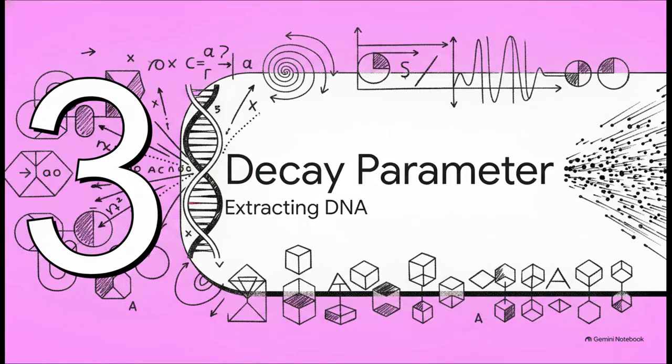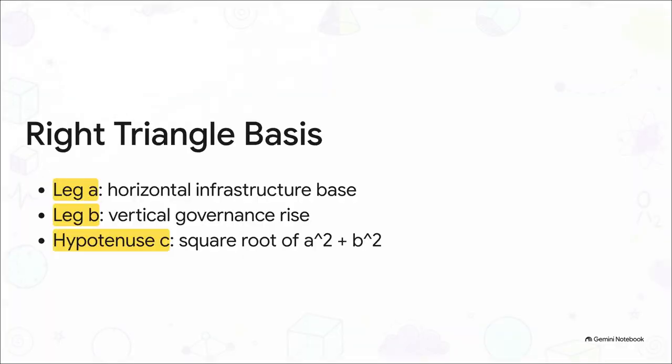All right, Section 3, decoding the decay parameter, extracting the geometric DNA. Now, what's really interesting about this next part is how we unpack the algebra. Let's bring this back to basics and ground it in a simple right triangle. We have an orthogonal leg A, which acts as our horizontal infrastructure base. Then we have leg B as the vertical governance rise, and finally, hypotenuse C. Now keep this in your head, because everything that follows is built right on top of this fundamental geometric foundation.